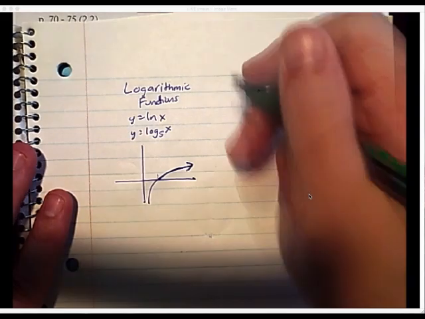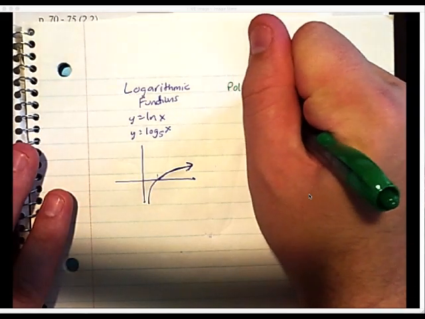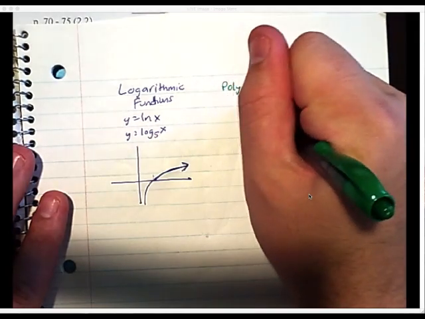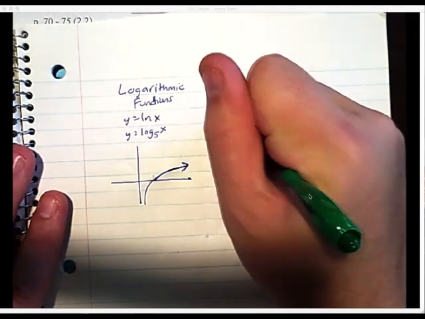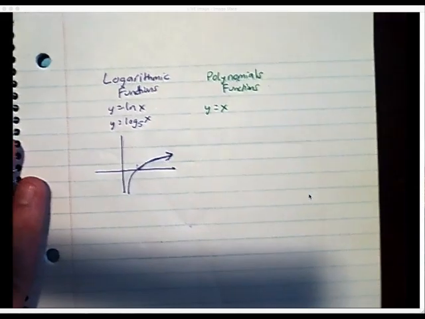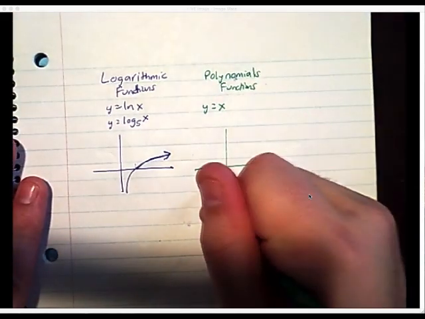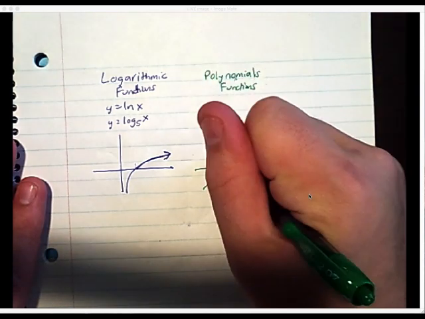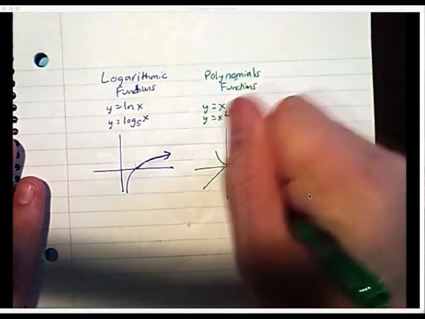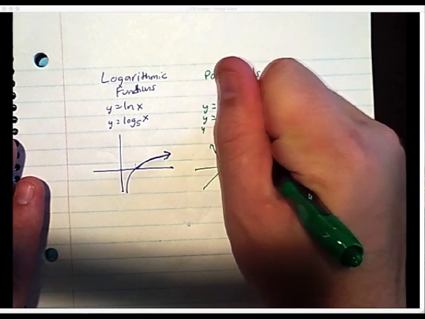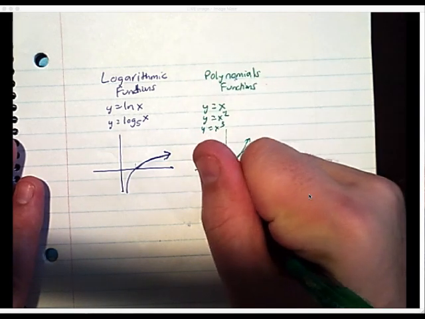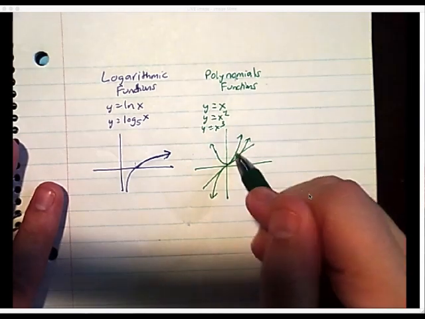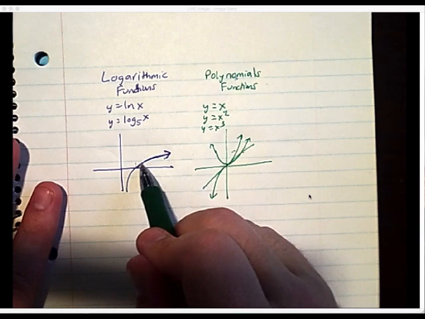For polynomial functions, maybe something like y equals x, which is a simple line, or y equals x squared, that's a basic parabola, or y equals x cubed, that does one of these things. No matter which one you get, it looks like it's going up quicker than the log graph.